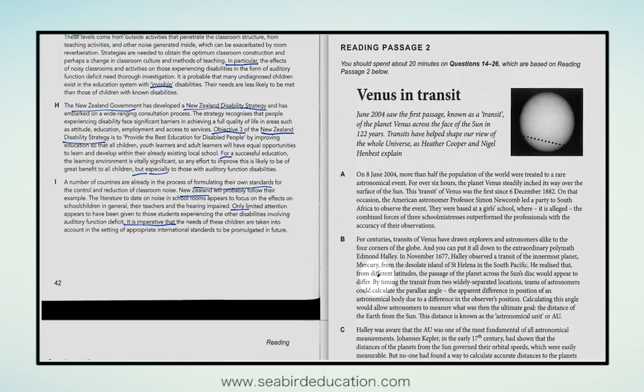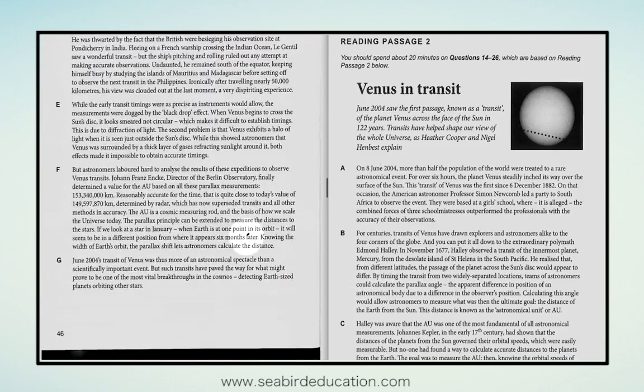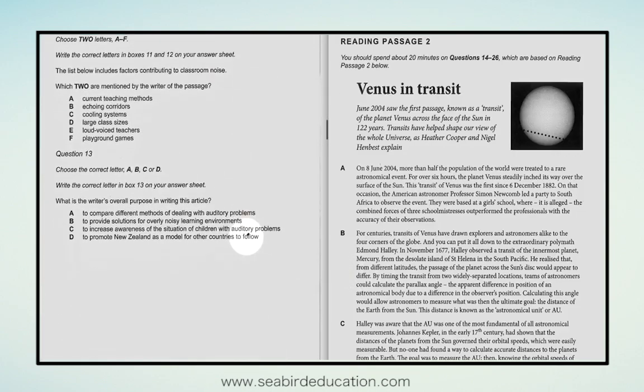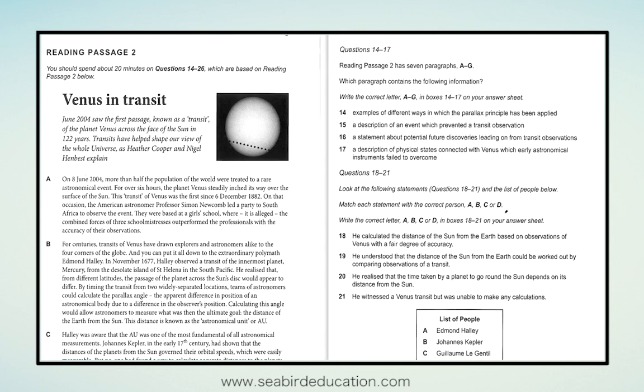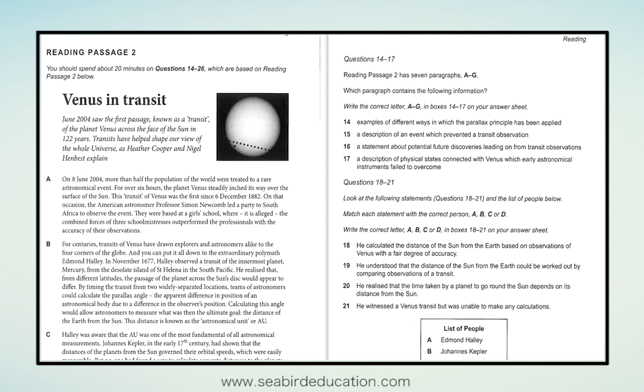Alright, next one. Are we ready? Venus in transit. Now, let's do it with this one here. Thank goodness now we've got a picture and we've got a title, which makes it easier. So, Venus, the planet, you can see it there in front of the sun, if you've seen that image before, and it's worth reading this. June 2004 saw the first transit of the planet Venus across the face of the sun, as seen in the picture. For 122 years, transits have helped shape our view of the whole universe, and they explain why. Okay, now let's have a look at some of these questions.